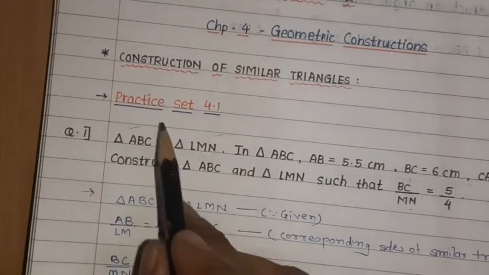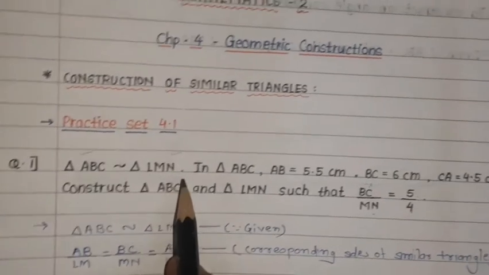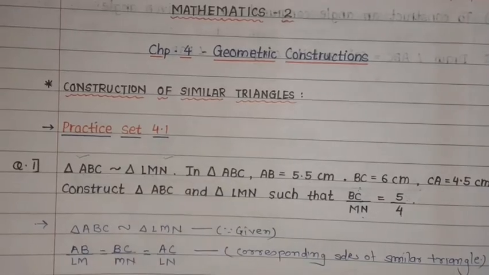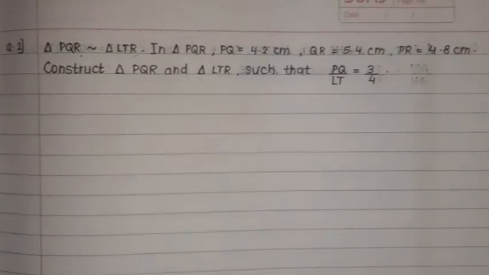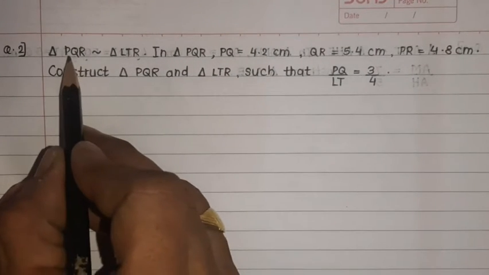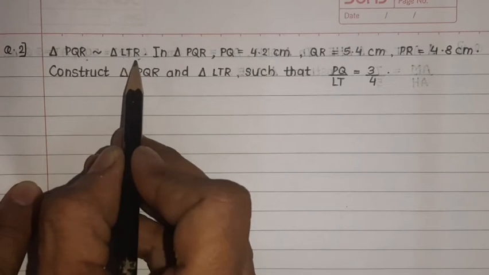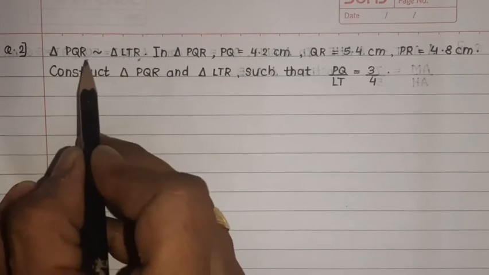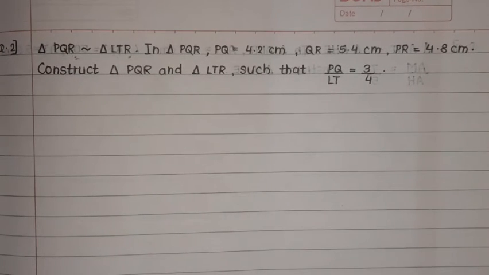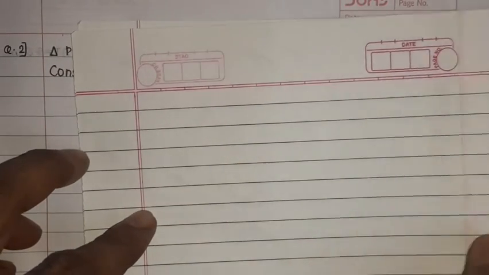Therefore we drew, see here, triangle ABC and triangle LMN. In this case no common vertex is there. Therefore we constructed two different triangles. But dear student, in this case, if we observe the names of the triangles, we come to know that PQR and LTR are similar triangles, and vertex R is common in both triangles. Therefore, if we try to draw the rough figure, it should be like this.